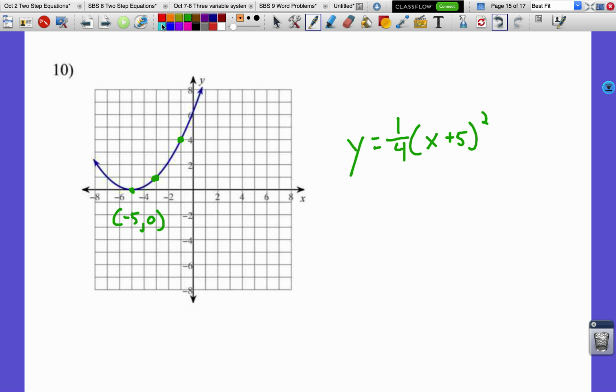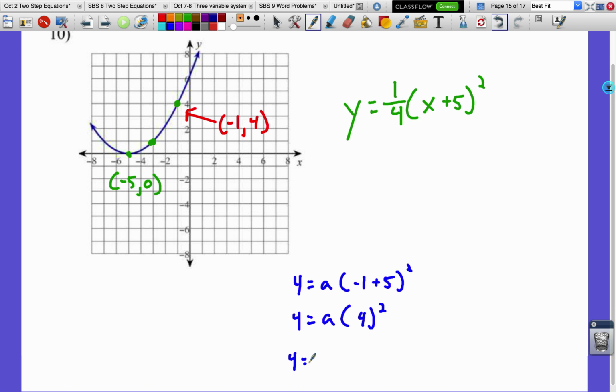But if I want to do it a different way, I could just kind of pick a point that it definitely goes through, like -1, 4, plug that in for x and y and solve. So this is a different way to get the 1/4. Now I've got 4 equals a times -1 plus 5 squared. 4 equals a times 4 squared. 4 equals 16a, divided by 16, divided by 16. Simplify the fraction. That's another way to get that a equals 1/4.